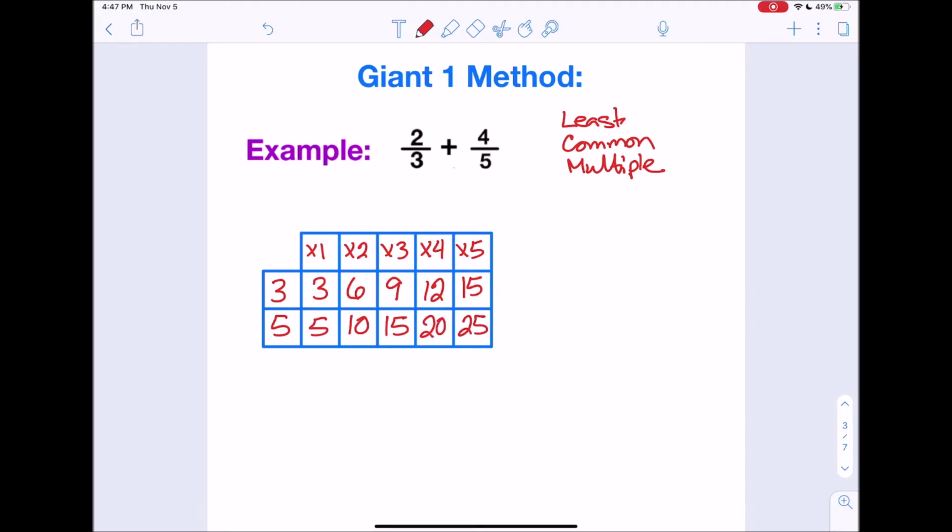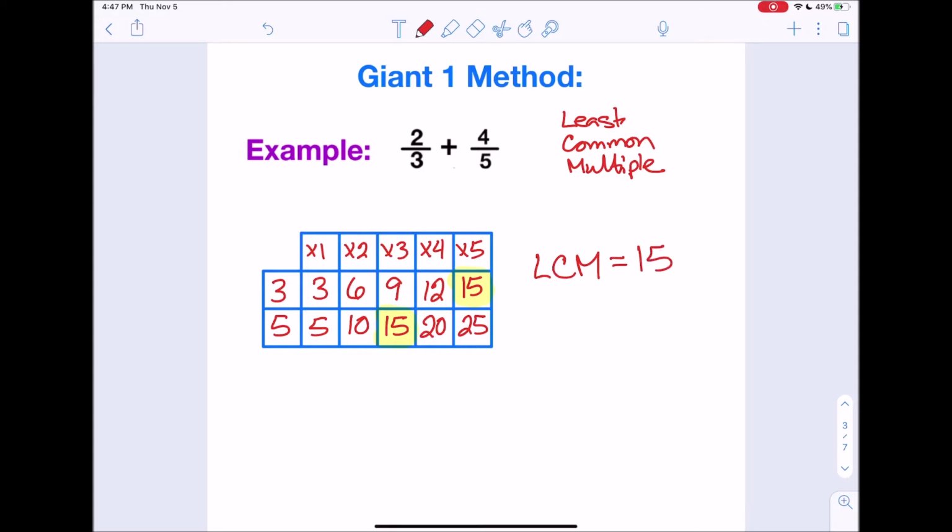Now the goal of this is we have a list of multiples for both numbers and we're looking for a matching number for both. So do they have any numbers in common or that are the same? Remember, common means the same. And they do. We have 15 here and 15 here. So that means our least common multiple, our LCM, equals 15.